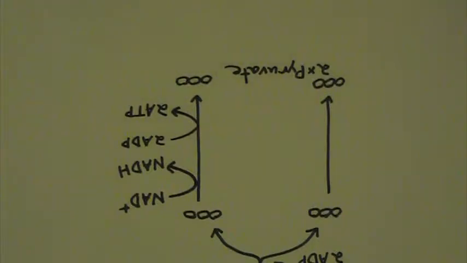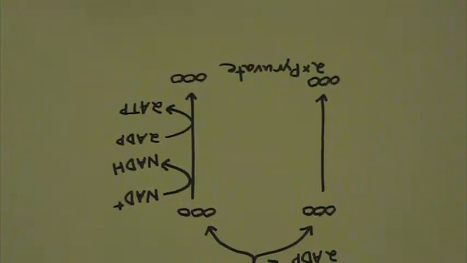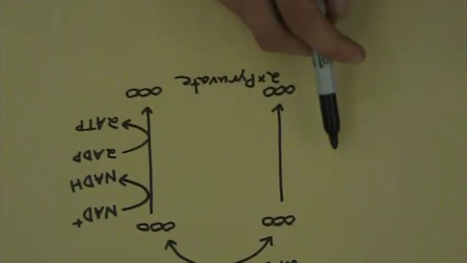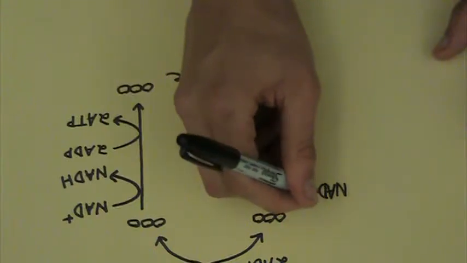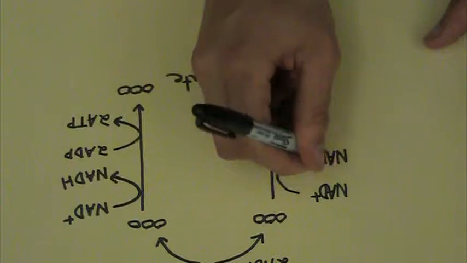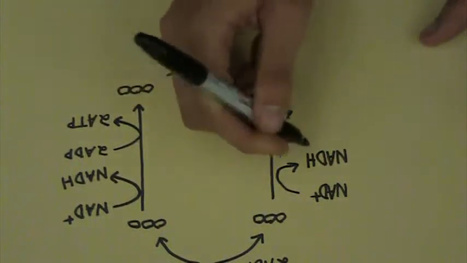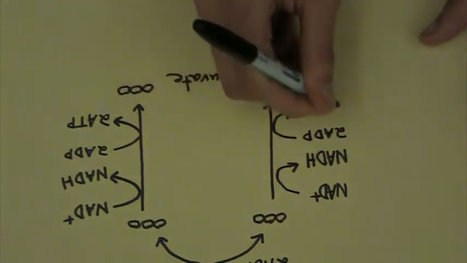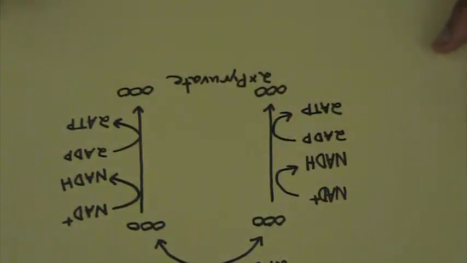Remember, ATP is the energy carrier for the cell. It's the cell's preferred energy currency. It's important to remember that everything that's going on over here is of course going to happen over on this side too. So I need to add in NAD plus being converted to NADH. And I also need to add in 2 ADP being converted to 2 ATP. And the same things will happen to those molecules.